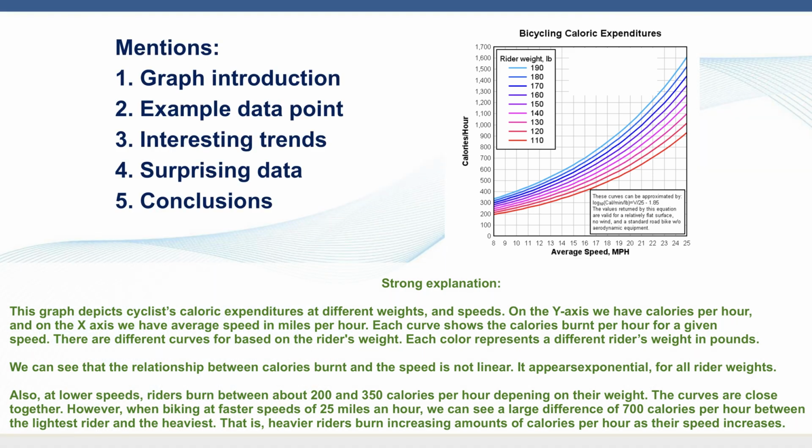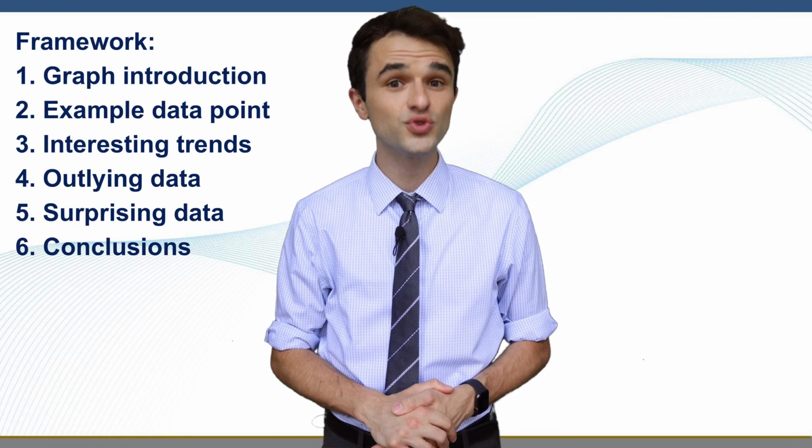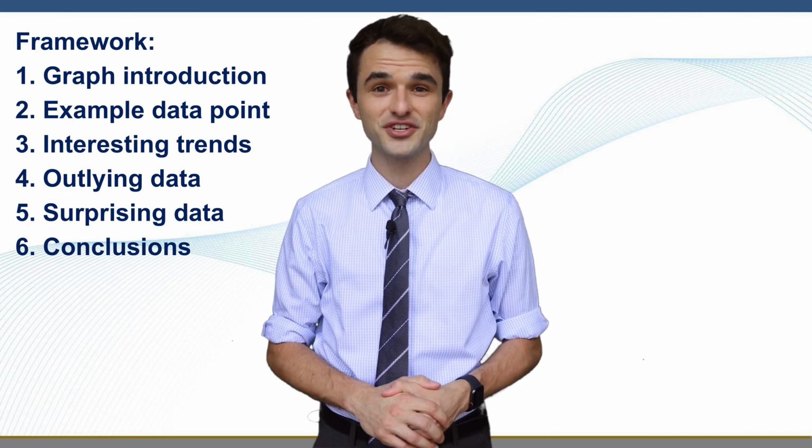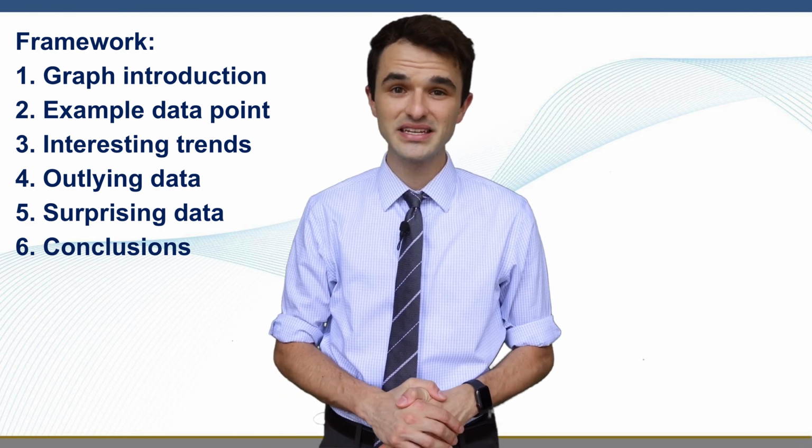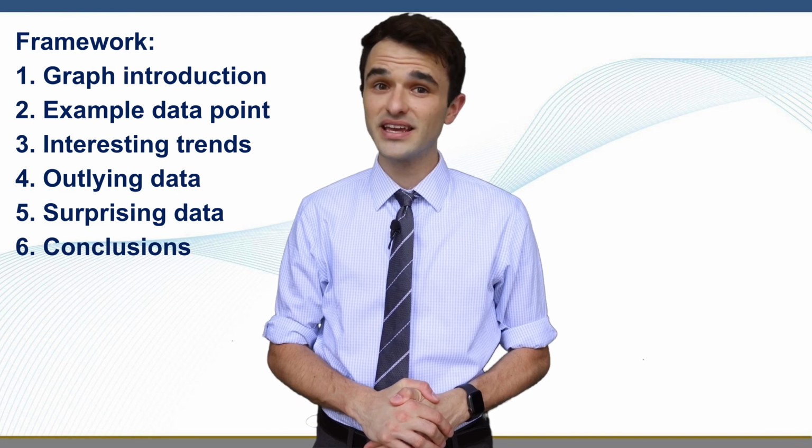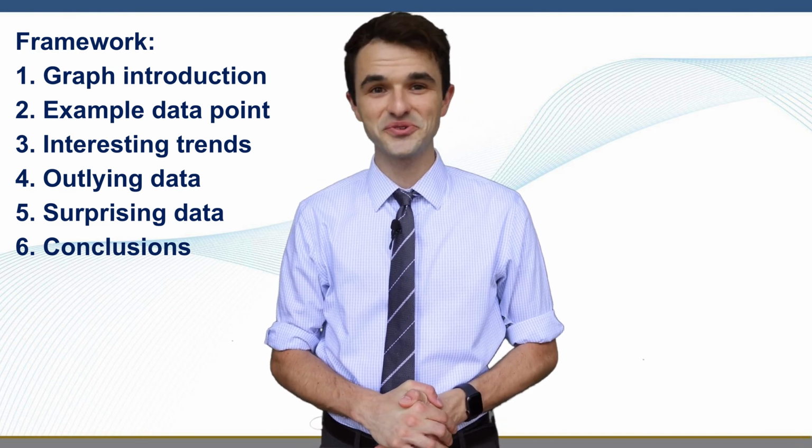This strong explanation mentions 5 main points: a graph introduction, an example data point explained, interesting trends, surprising data, and conclusions. There is again no outlying data in this graph, so none were mentioned. Now you know the framework for talking about your graph at an academic conference. To recap, here are the 6 main points you should cover: a graph introduction, an example data point explained, interesting trends, outlying data, surprising data, and conclusions.